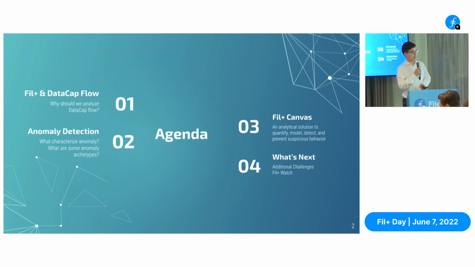And next, I'll be talking about Fil+ Canvas, which is a product we're building. It's an analytical solution that's trying to model and quantify and detect and ultimately prevent any types of suspicious behavior that's happening inside the network. And finally, I'll close with what's next, and also Fil+ Watch, which is a separate visualization layer we're building.